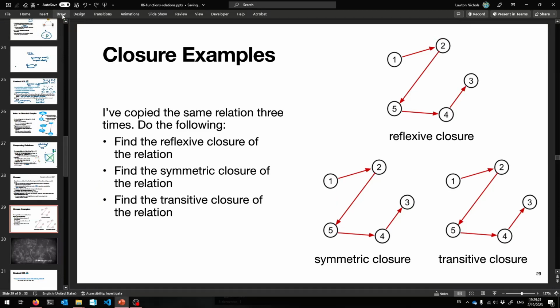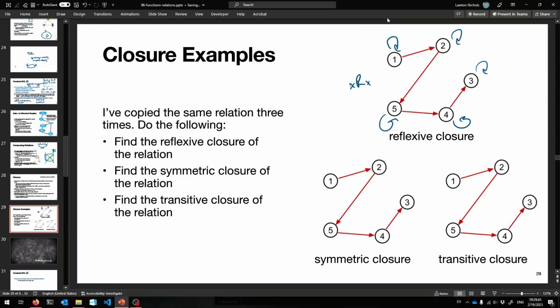How do we create the reflexive closure of the relation? We are forced to add x related to x for every element in the domain, if that is not already there. So to make this a reflexive relation, I compute the reflexive closure, I'm adding self-loops to everybody. That's what it means to reflexively close this relation. All right? So that's the reflexive closure.